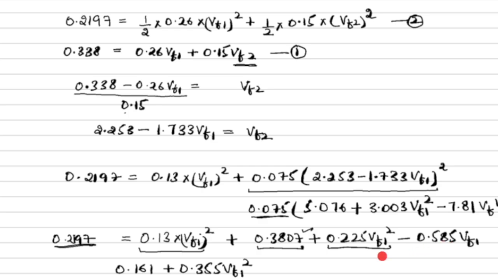And then only this is remaining now. We have taken care of everything. So this will be minus 0.585 VF1. That will be equal to 0. So just rearrange it in a general style of writing a quadratic equation. So first x square, VF1 squared minus 0.585 VF1 plus 0.161, and that has to be equal to 0. Now I have to solve this quadratic equation. VF1 I need to calculate.